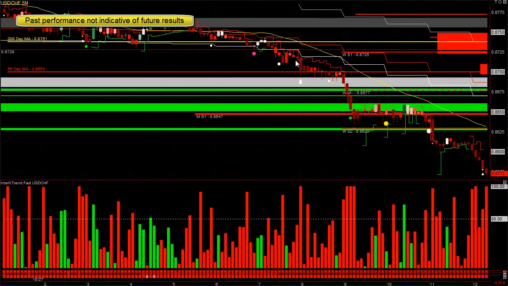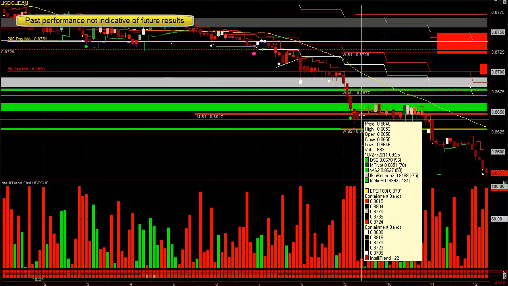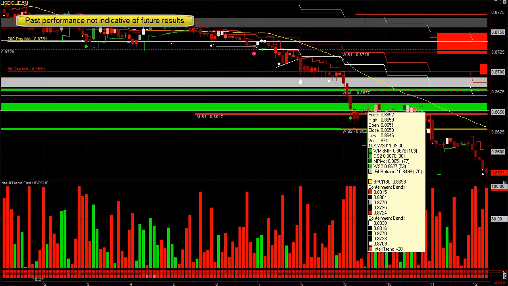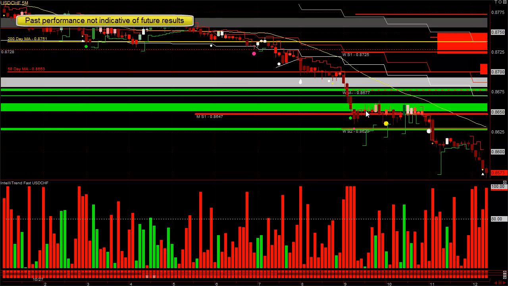Here's 8 o'clock. The currency is just slightly below our lower containment band. Most of the time, currencies underneath here will reverse. You have a little bit of a pullback trade right here, and guess what? It fell from about 87.10 down. You probably would have gotten out somewhere around here at 86.50. That's a 60 pip move.